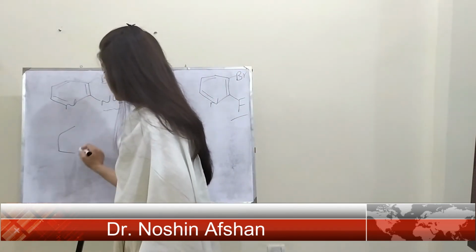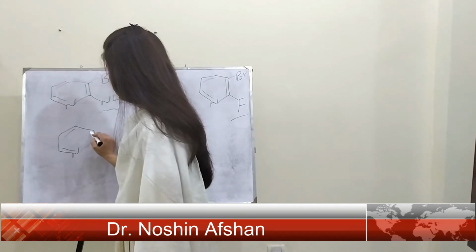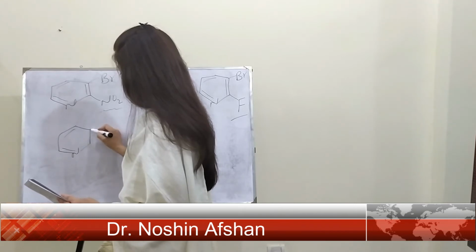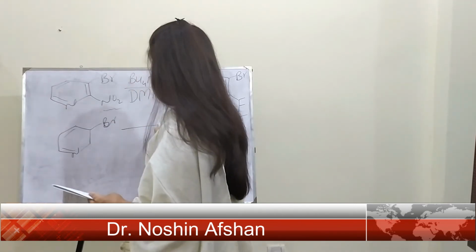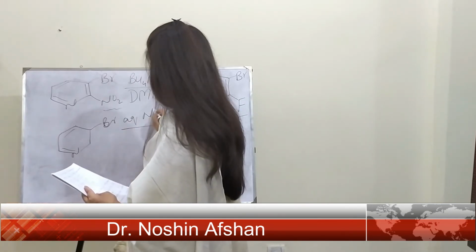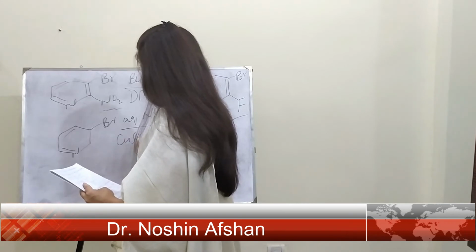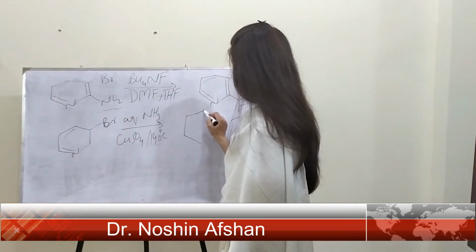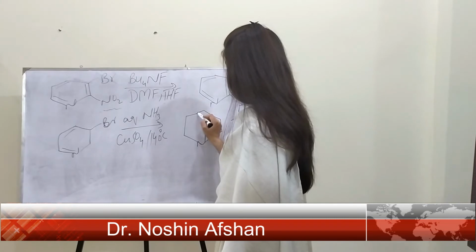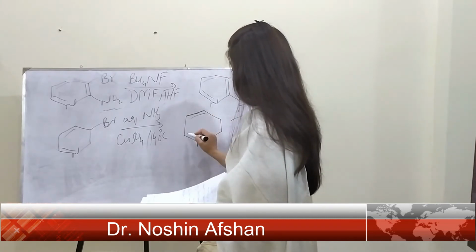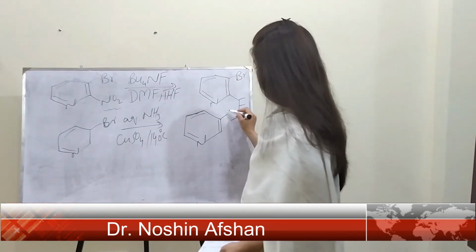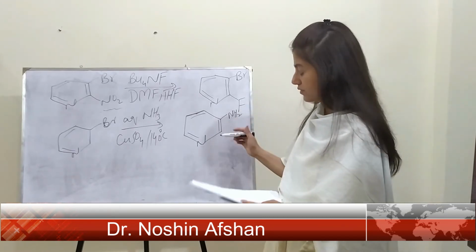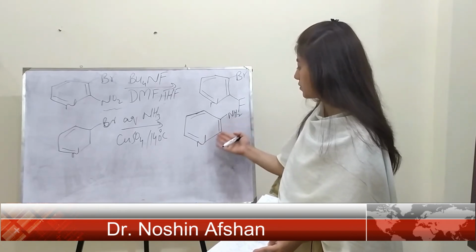In the other case, if only bromine is attached, and if it reacts with aqueous ammonia along with cuprous sulfate at 140 degrees Celsius, then our final product would be, here, attached with NH2. This is 3-aminopyridine.